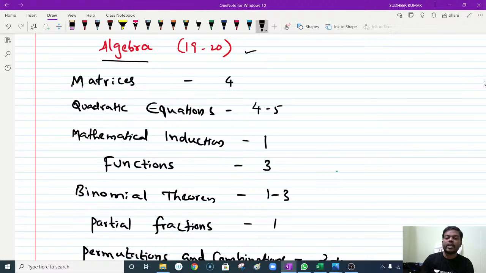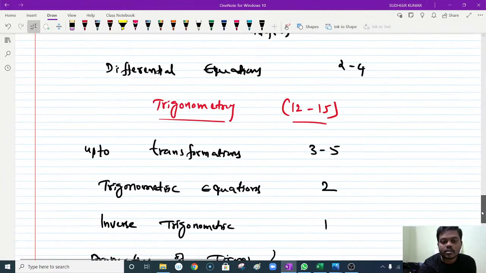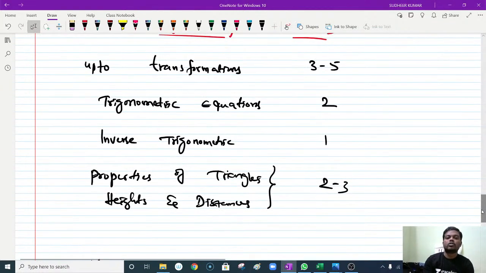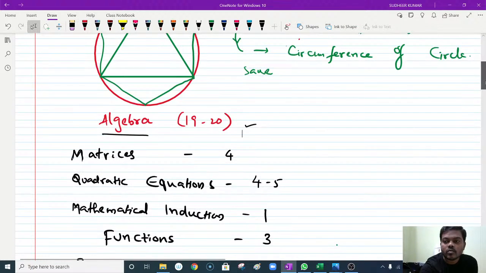Hyperbolic functions and inverse trigonometric functions are given, each one is 1 mark. Let us see. Yes, I forgot to write that. Inverse trigonometric and hyperbolic functions. Once again, we'll see that once we confirm it.